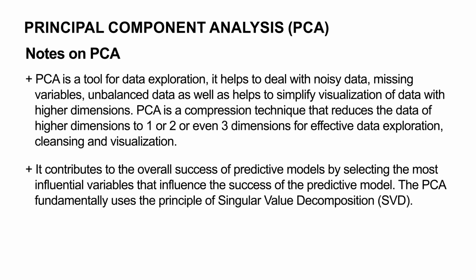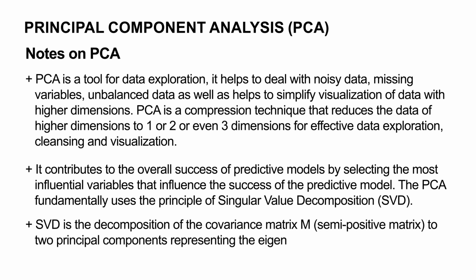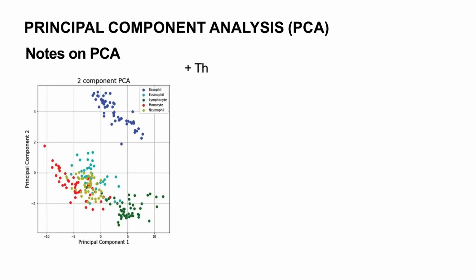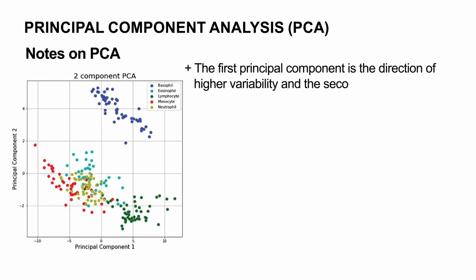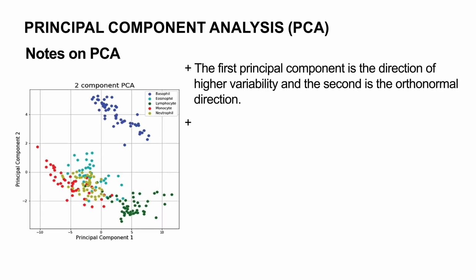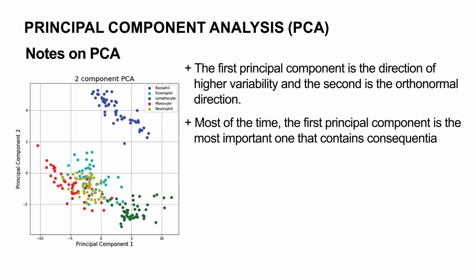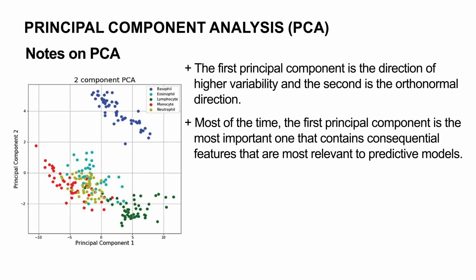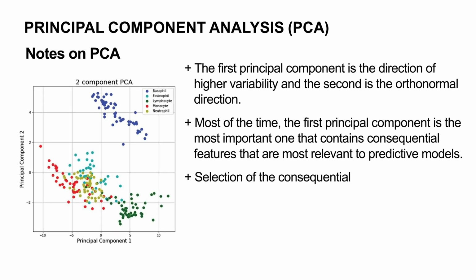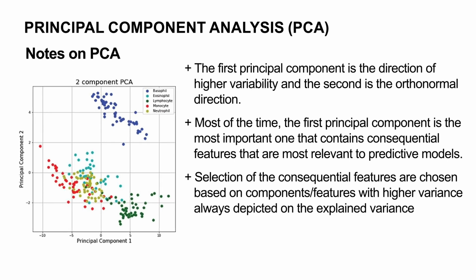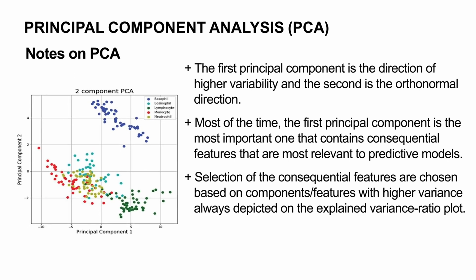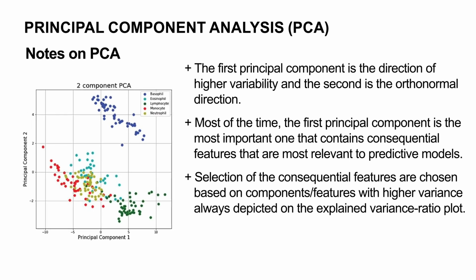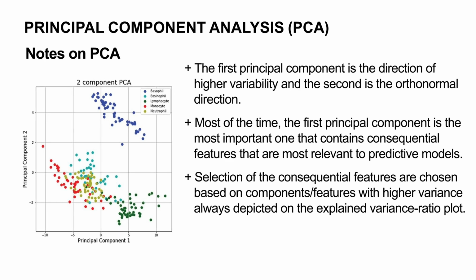It contributes to the overall success of predictive models by selecting the most influential variables that influence the success of the predictive model. PCA fundamentally uses the principle of singular value decomposition, SVD. SVD is the decomposition of the covariance matrix, M, a semi-positive matrix, into principal components representing the eigenvectors and eigenvalues. The first principal component is the direction of higher variability, and the second is the orthonormal direction. Most of the time, the first principal component is the most important one that contains consequential features that are most relevant to predictive models. Selection of the consequential features is based on components with higher variance, depicted on the explained variance ratio plot. The explained variance ratio plot shows how much data is lost and how much data is relevant to the predictive model.